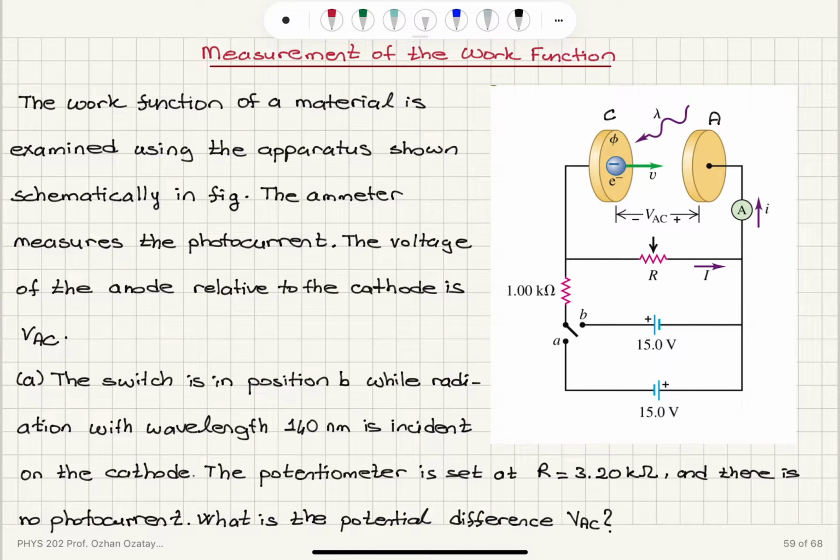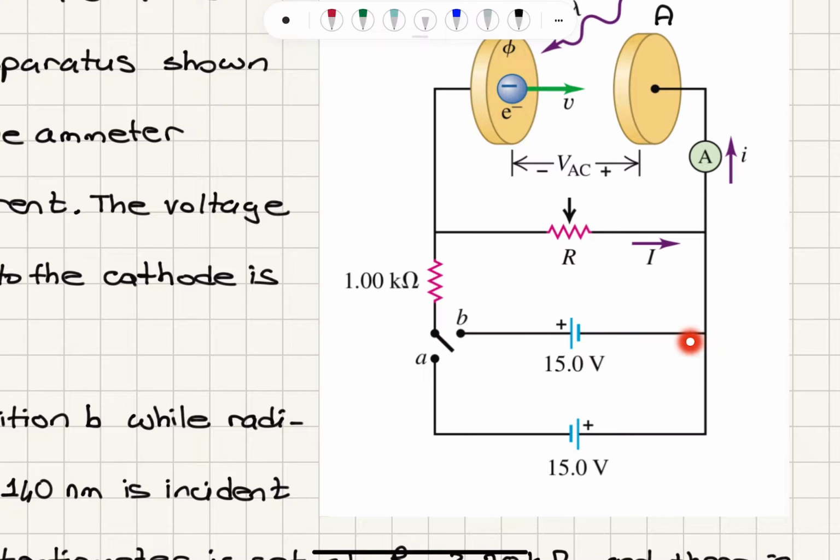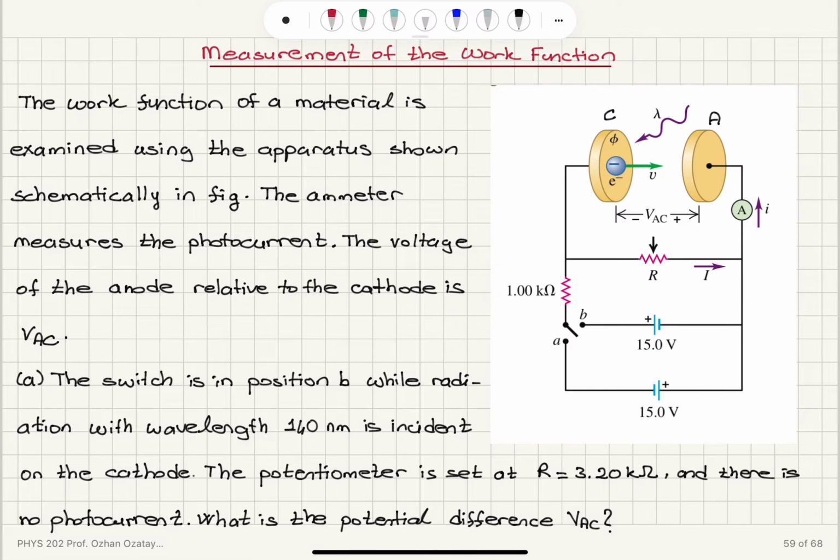Part A: the switch is in position B while radiation with wavelength 140 nanometers is incident on the cathode. So the switch is in position B. We're applying minus 15 volts here between these two terminals. And we have a 1 kilo ohm resistor and a potentiometer here. It is set at 3.2 kilo ohms and there is no photocurrent. So we don't measure any photocurrent here.